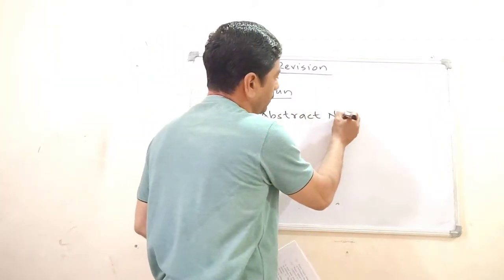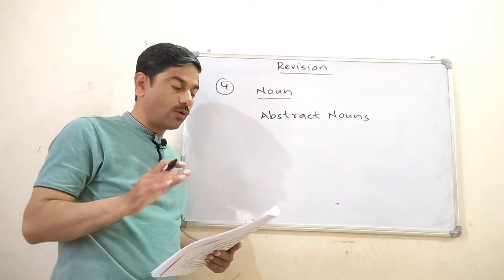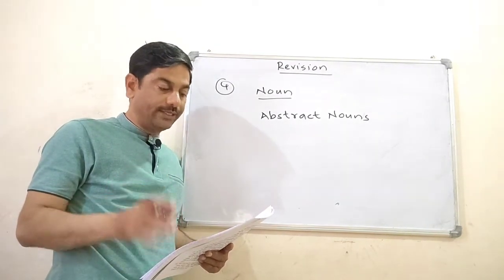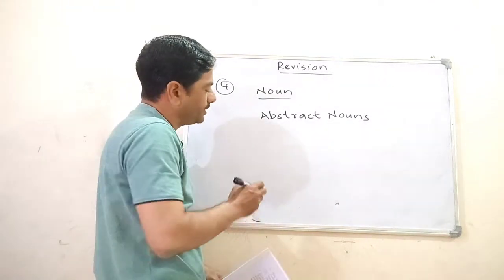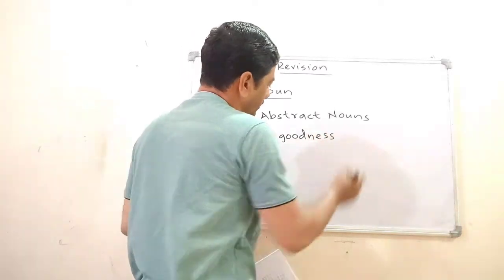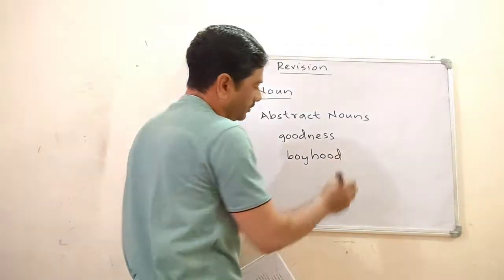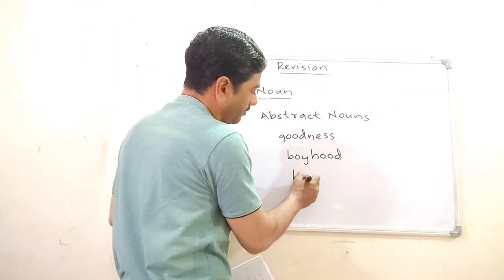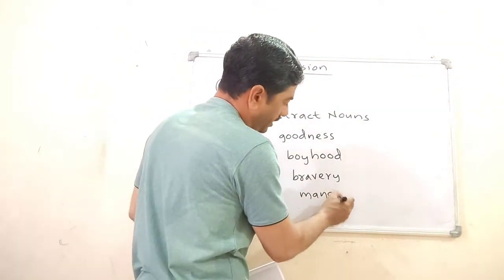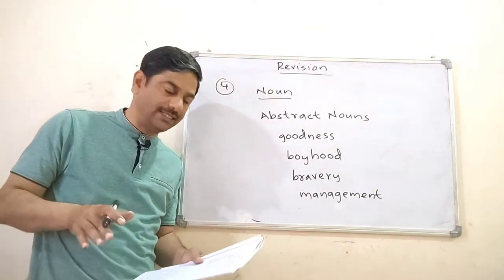What are abstract nouns? They stand for the names of a quality, condition or action. For example, goodness, boyhood, bravery, management. These are some of the examples of abstract nouns.